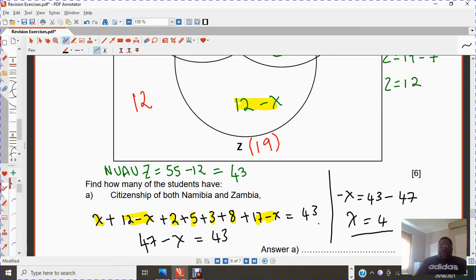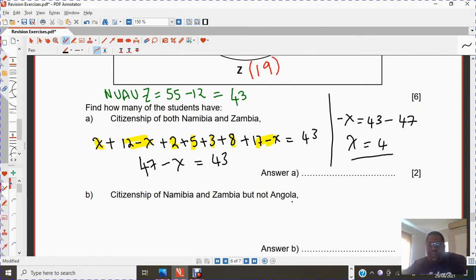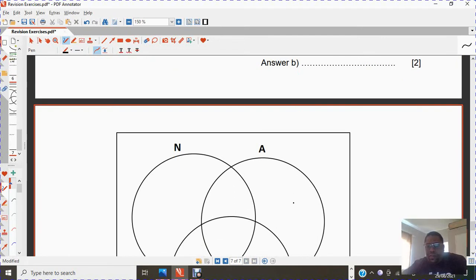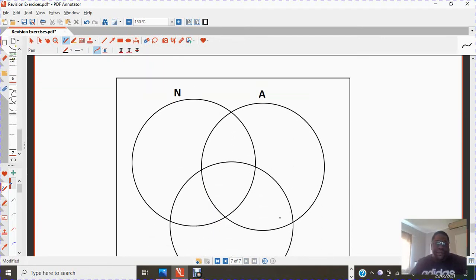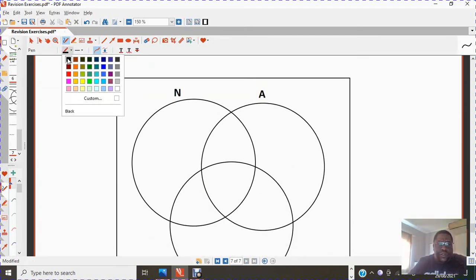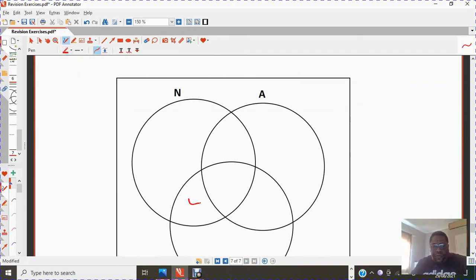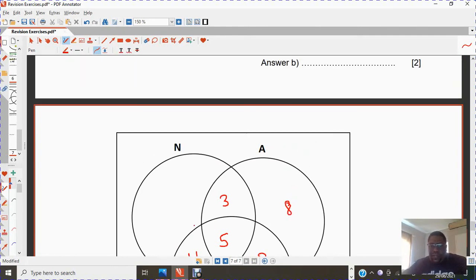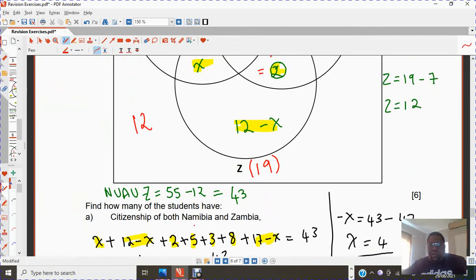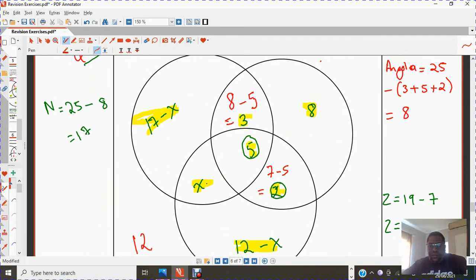Right. So now that I determined what my x is equal to, I'm going to go down and write down everything that I have in my Venn diagram. Let me just use red here. That's 4. We knew that is 5. That is 3. That is 2. And that is 8. So let's just go up there so we can make sure that we are all on the right path. I have a 4, 5, 2, 3, and 8.